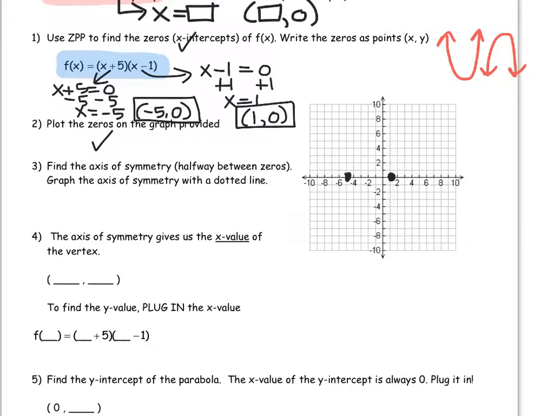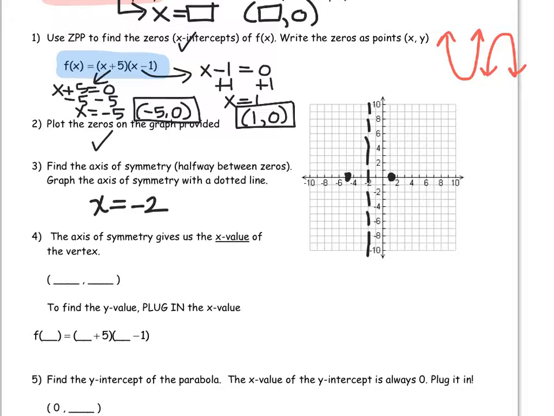So to do that, I'm going to look at my zeros, and I'm going to count how many spaces are between them. This is negative 5, this is 1. 1, 2, 3, 4, 5, 6 spaces. I'm going to cut that in half, and I'm going to count. So half of 6 is 3. 1, 2, 3. And I end up right here at negative 2. I'm going to draw a dotted line at negative 2. My axis of symmetry is at the x value of negative 2. I'm going to write that. X equals negative 2.